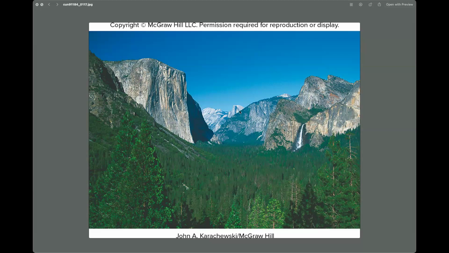Way over there, you can see there's Half Dome. So these are granitic rock formations that are exposed to the elements because of weathering. So the weathering took away all the looser material and exposed these giant granite plutons, as they're called. But notice that the valley floor is full of trees.